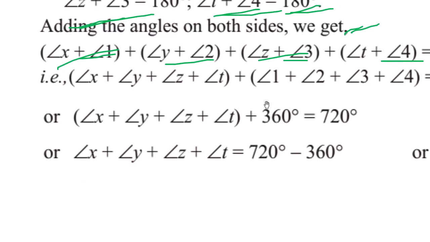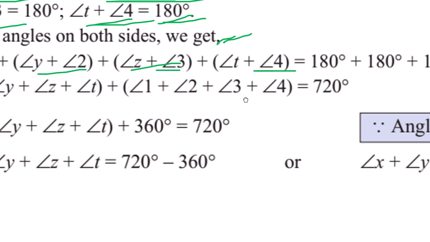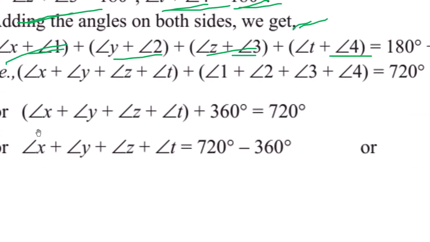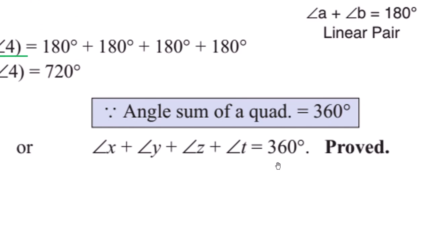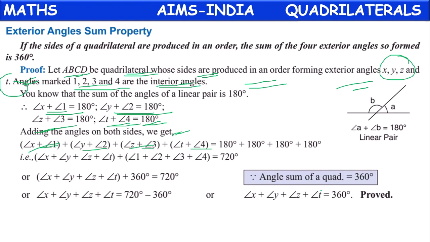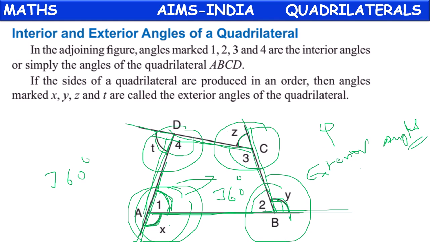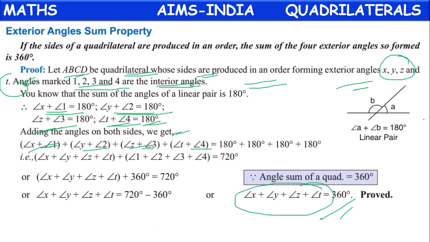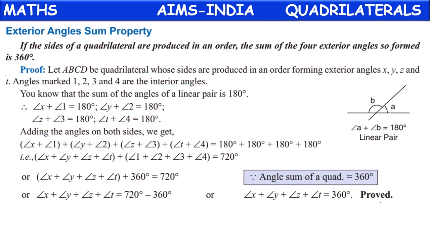1 plus 2 plus 3 plus 4 are interior angles, so the sum of interior angles in a quadrilateral is 360 degrees. We can substitute 360 here. So X plus Y plus Z plus T equals 720 minus 360, which is 360. What are X, Y, Z, T? Exterior angles. So the sum of the exterior angles of a quadrilateral is equal to 360 degrees. Hence it is proved.